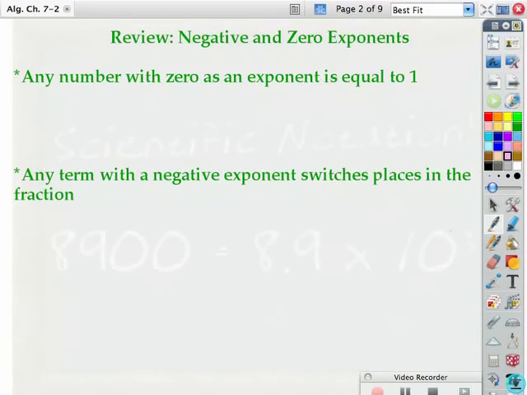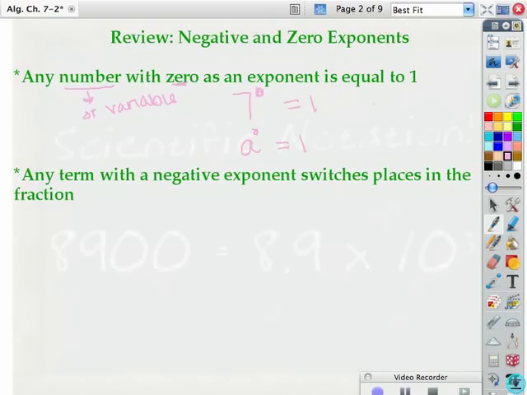Let's go ahead and begin this portion of our lesson with a review of what we did in our last lesson. In the last lesson, we talked about negative and zero exponents. The first important property that we covered is that any number with a zero exponent is equal to 1. And really, it's any number or variable. Okay, so if I had 7 to the 0 power, that is equal to 1. If I had a to the 0 power, that is equal to 1.